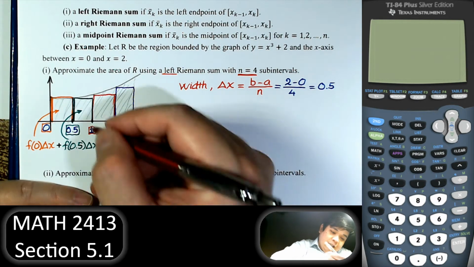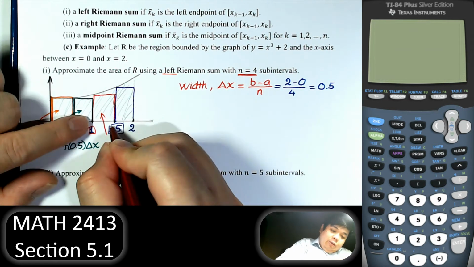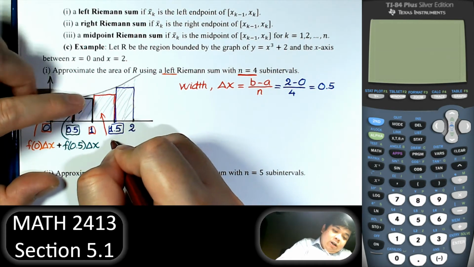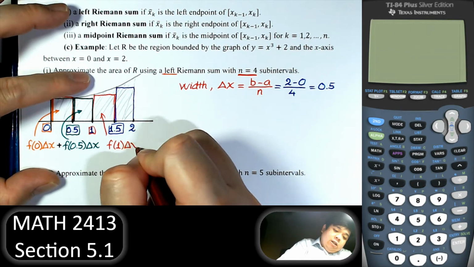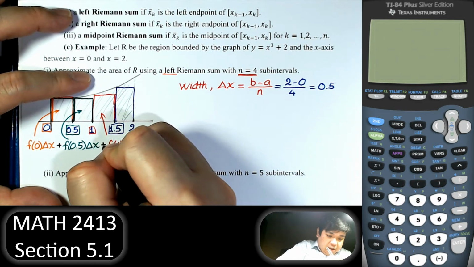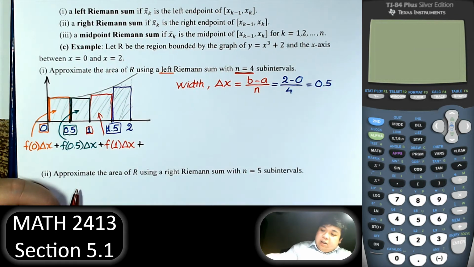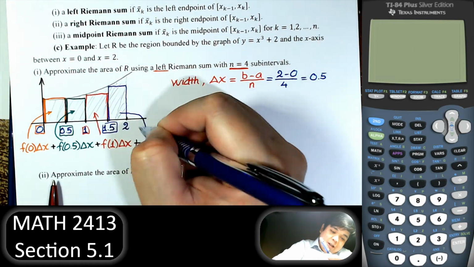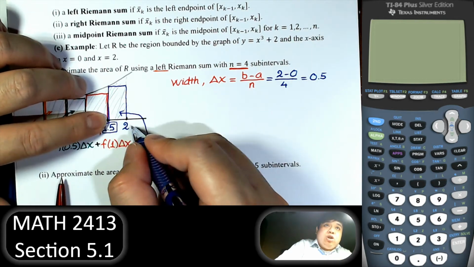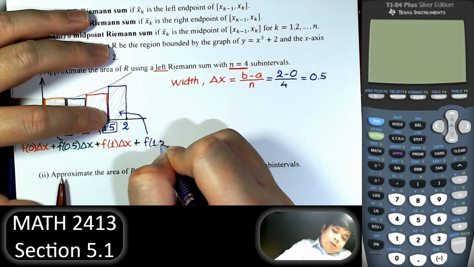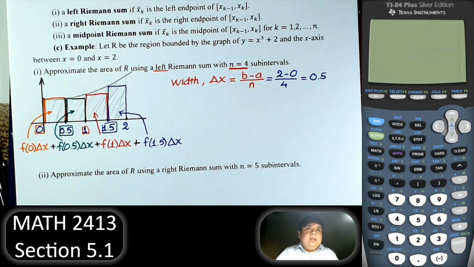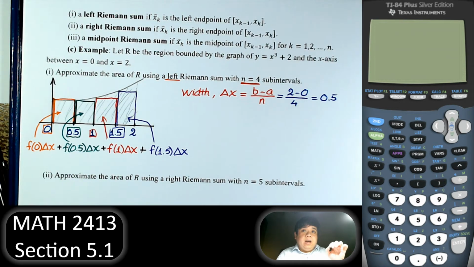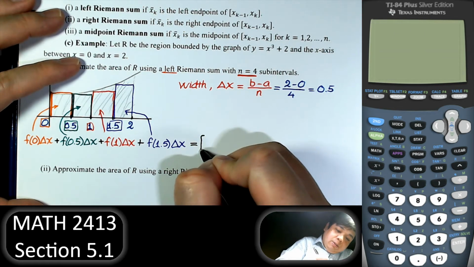And then the next one is this. From 1 to 1.5, we use the left point, which is 1. Evaluate the height of the function using the left point times delta x. Then we add that area. And finally, we add the area here. From 1.5 to 2, we use the left endpoint times the width. So the height will use the value of the function evaluated at the left point. Since all of them have delta x, we can factor it out.